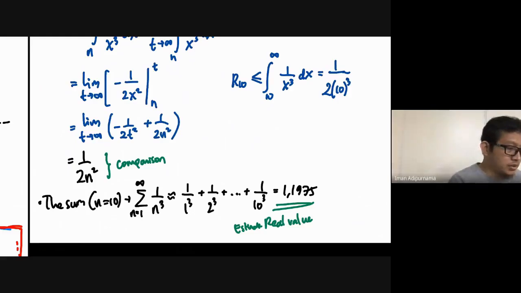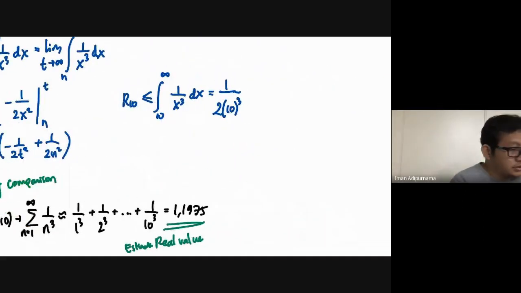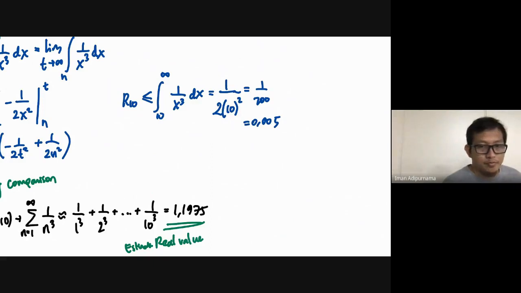Now the remainder from the integral test is 1 over 2n squared, or 1 over 200, which is around 0.005. So this is the error.